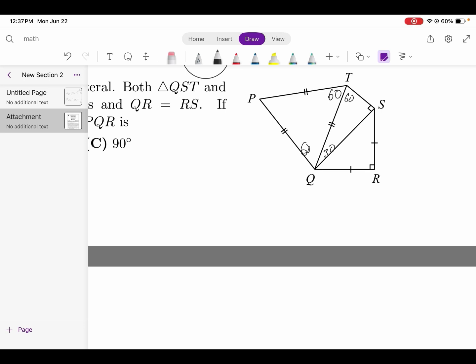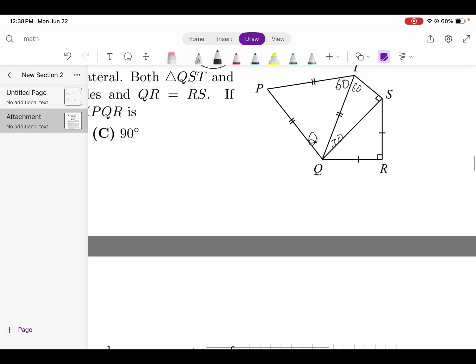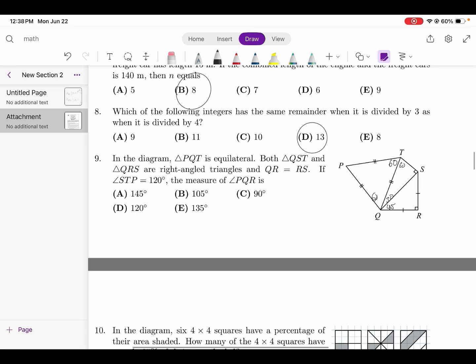So then SQT is equal to 30, which is 90 minus 60. So then you also see that SRQ is a 45, 45, 90 triangle because SR is equal to RQ. So SQR is equal to 45. And so if you add all of these together, then you get 135.